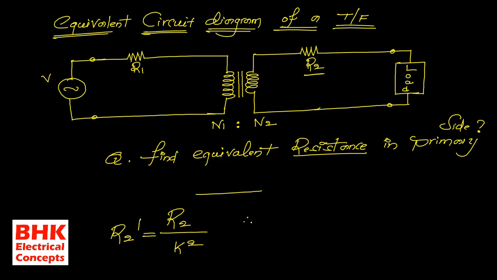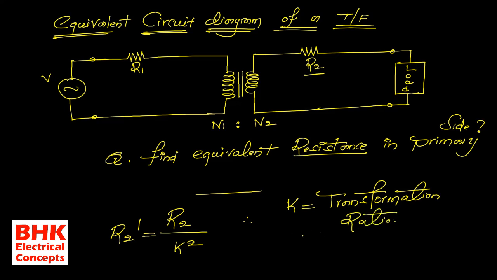Okay, but what is K here actually? K is the transformation ratio. Here k square means, for example, if K is equal to 10, then we need to take 10 square, because we need to refer the value of R2 from the secondary side to the primary side.